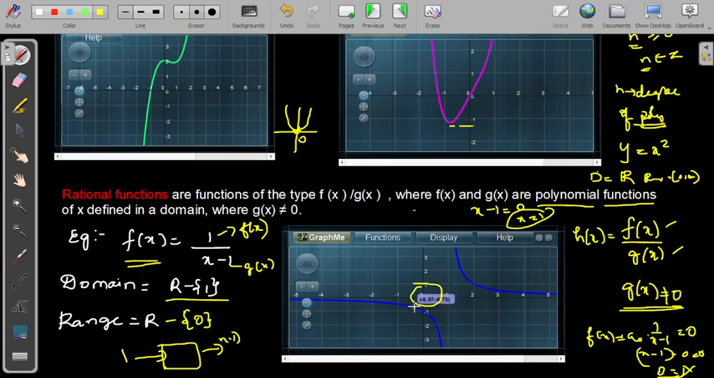So this is all about polynomial function and rational function. Polynomial function is of the form a0 plus a1x plus a2x square so on up to an x power n, where a0, a1, all those coefficients are real numbers, and n should be a non-negative integer. Rational function is one which is of the form f of x by g of x, where f of x and g of x are polynomial functions in x. Such function is called a rational function.